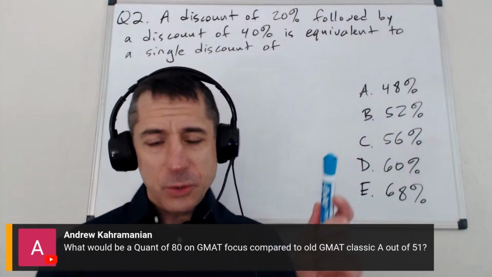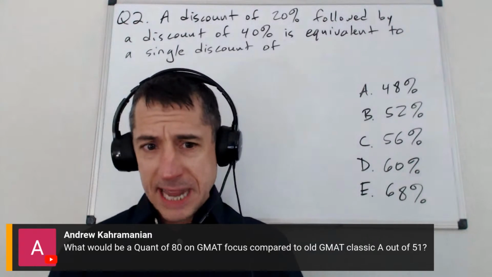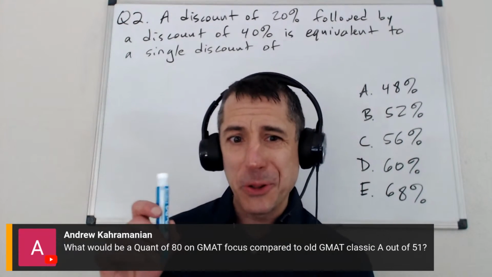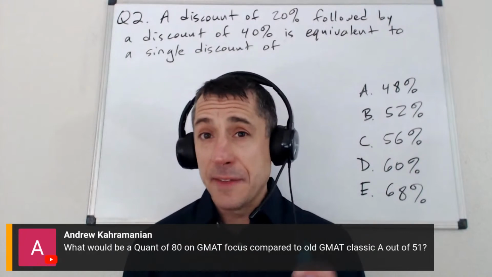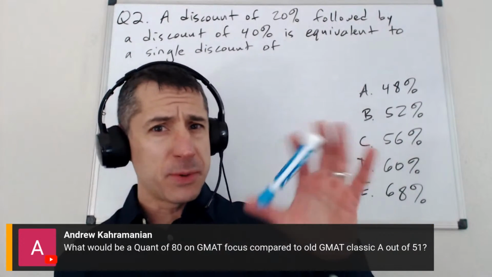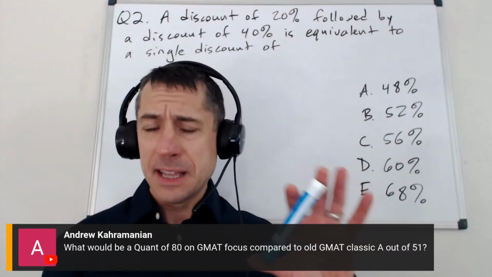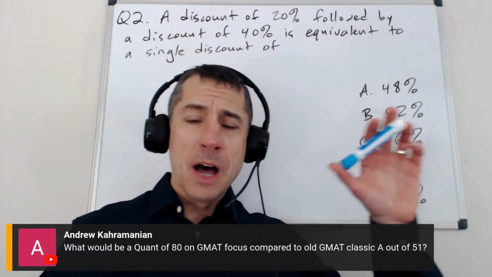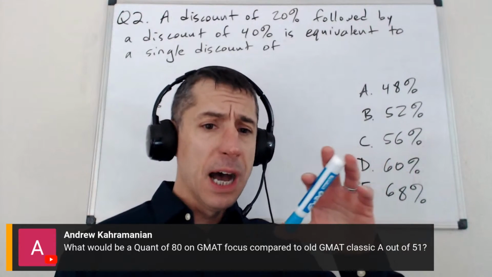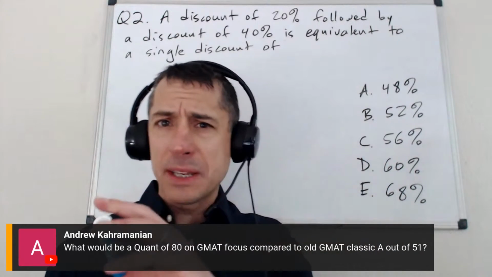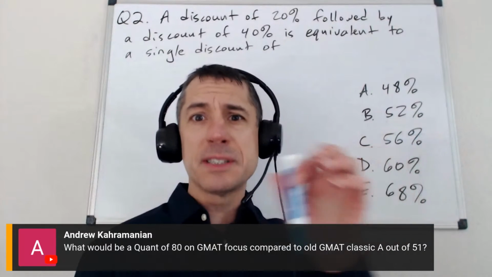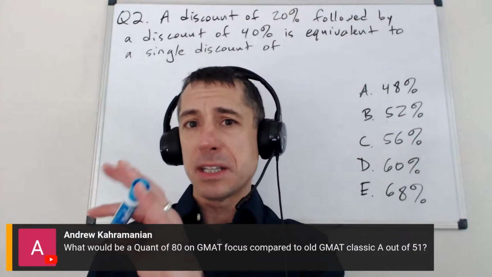Good question. I don't have the concordance tables in front of me right now, but a couple of different ways to think about this. I don't want to get too philosophical. A quant score of 80 on the GMAT Focus, if I'm not mistaken, is just above the median, so it's somewhere between the 50th and 60th percentile, if memory serves. On the old GMAT, that was something like a mid 40s score. So roughly speaking, and again, we can look it up in more detail later, a quant score of 80 on the GMAT Focus is roughly equivalent to landing in the mid 40s on the old test.